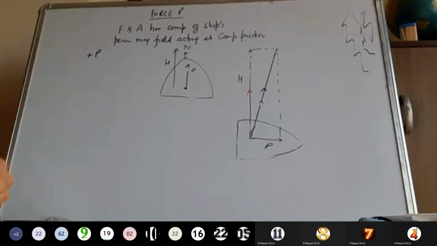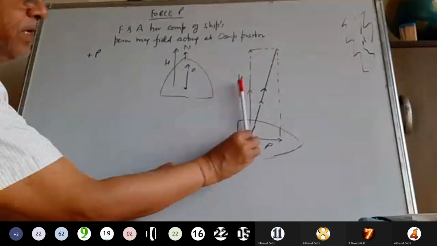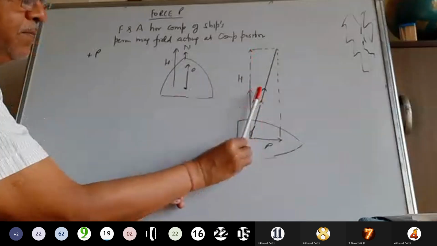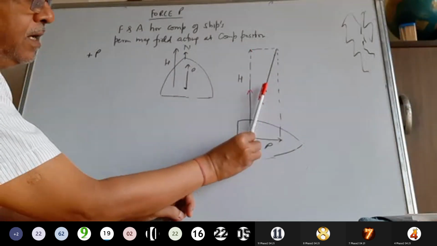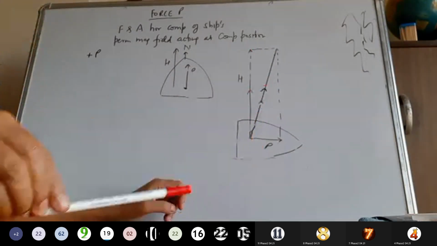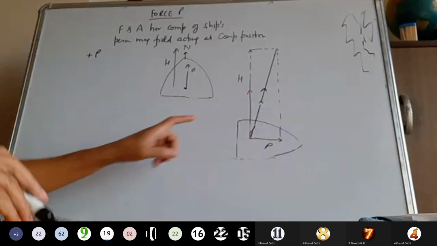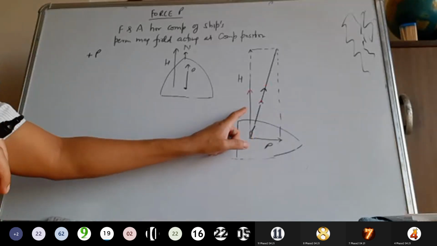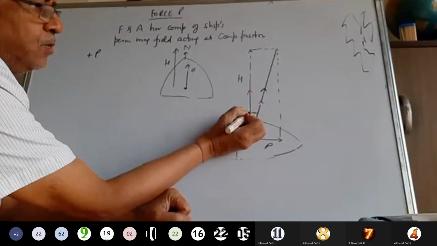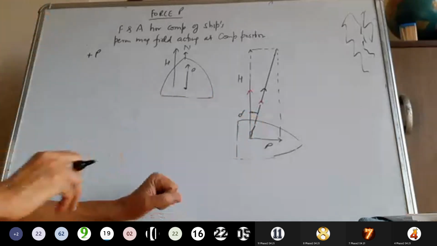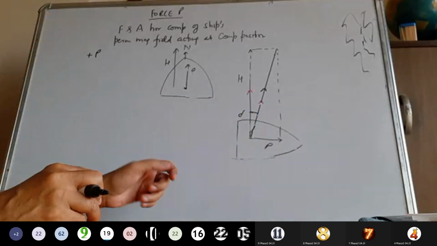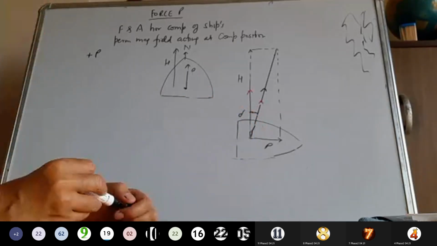Yes, sir. If this P was not there, the needle would have been pointing in this direction. But because this P is there, the needle will point in this direction. That means the magnetic compass has been deflected from north by this much angle. So this is the deviation, what you experience on the ship.